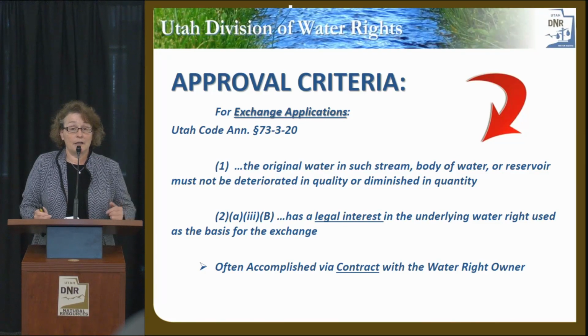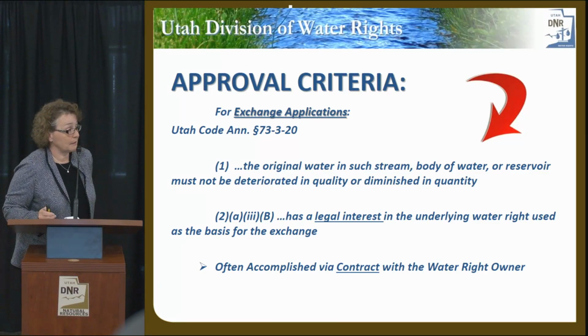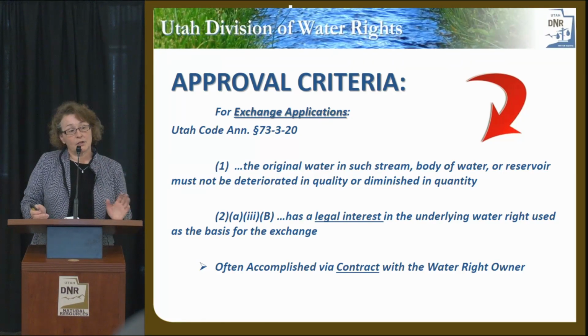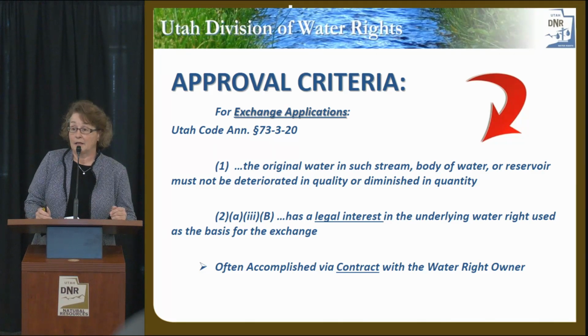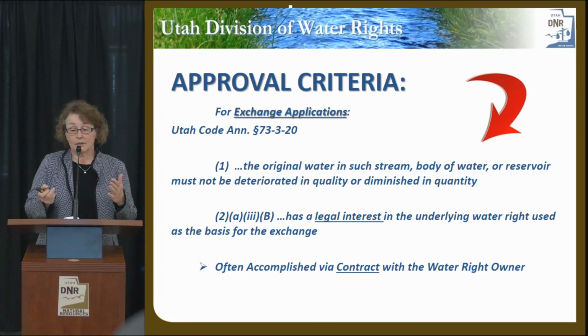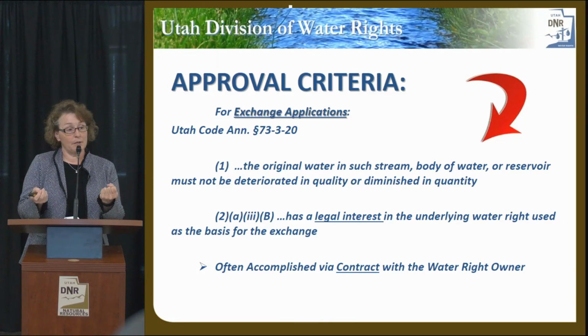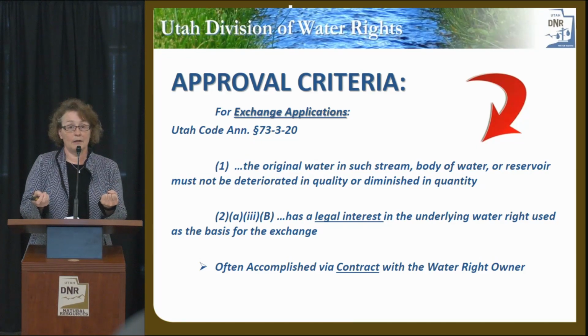Statutory criteria, I mentioned it at the beginning. Exchange applications are another type of application that we see in our office. We typically get about 100 or 120 a year. And that particular section of code is 73-3-20. An exchange application is typically filed when you have a diversion from one water right and you're exchanging it for another, and there is no diminishment in quantity and quality of that water being exchanged. So you have one and you're giving it up to get another.